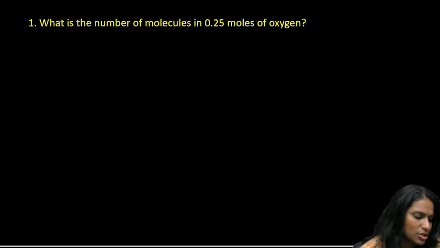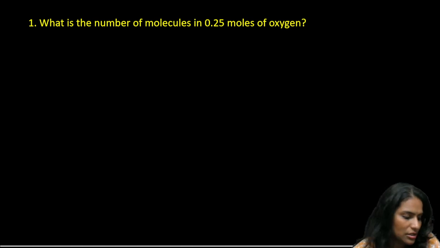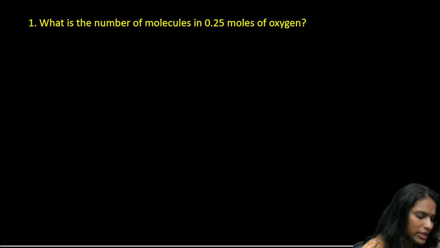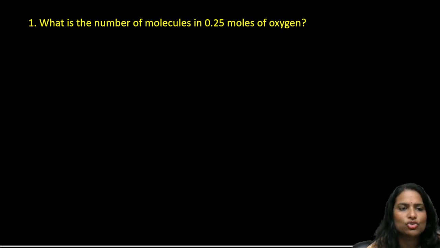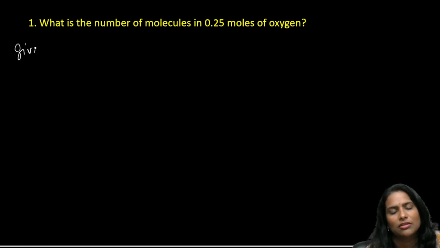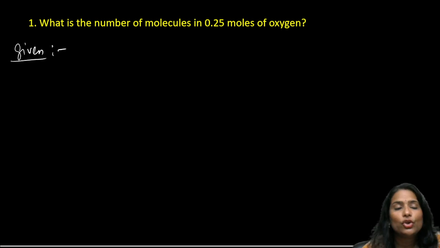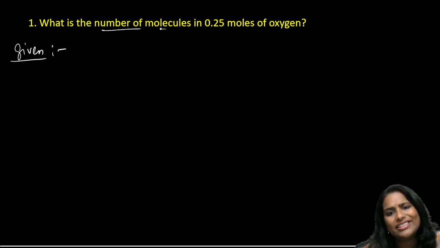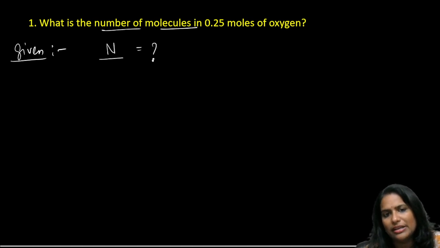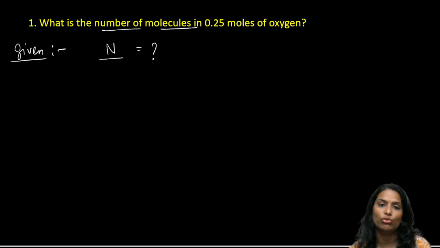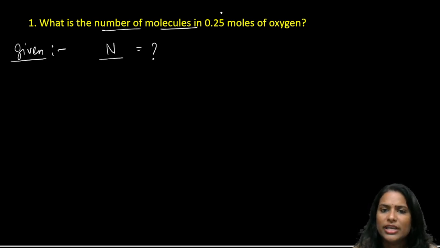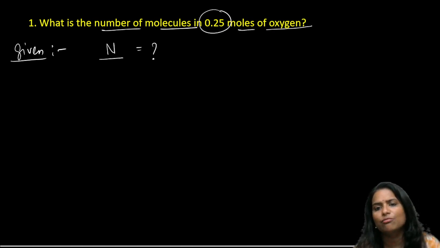Okay, so the first question here is: what is the number? Whenever you solve a numerical, make sure that first you write down the given things: what is given to you in the question and what you are supposed to find out. So here, what is the number? We know that number is represented by capital N. So capital N is a question mark, you need to find out. What is given to you is 0.25 moles of oxygen.